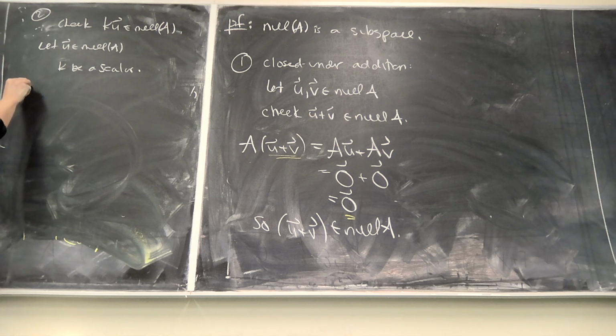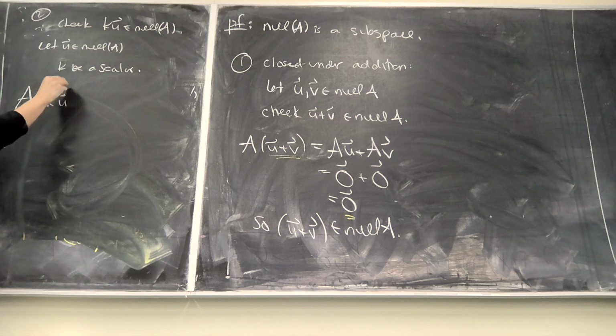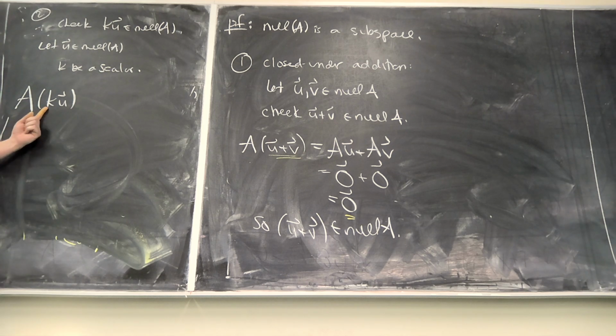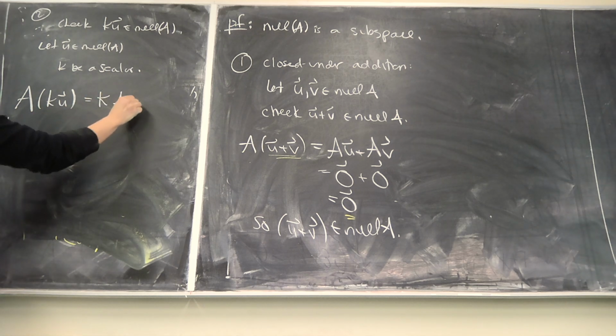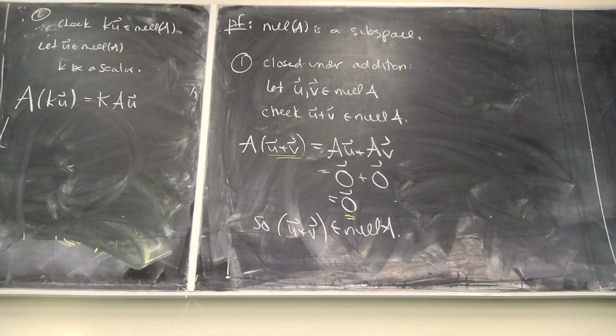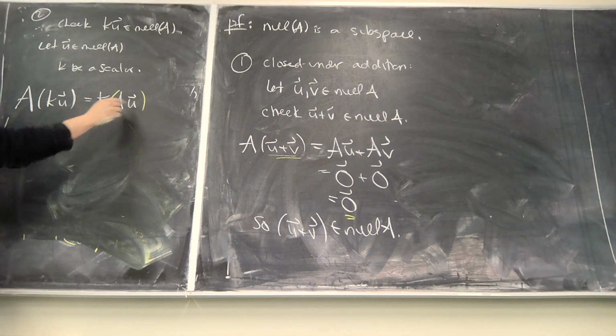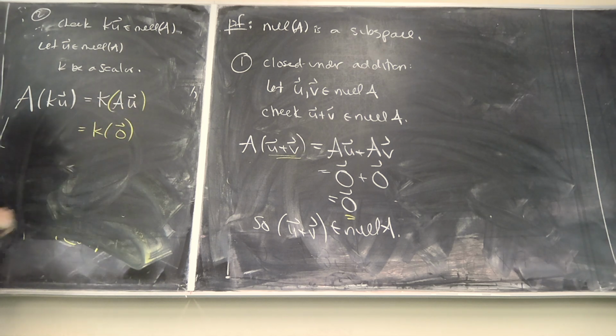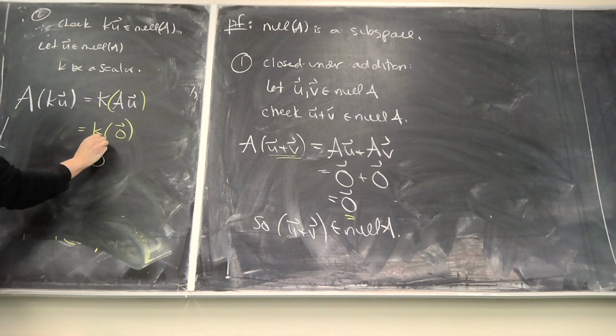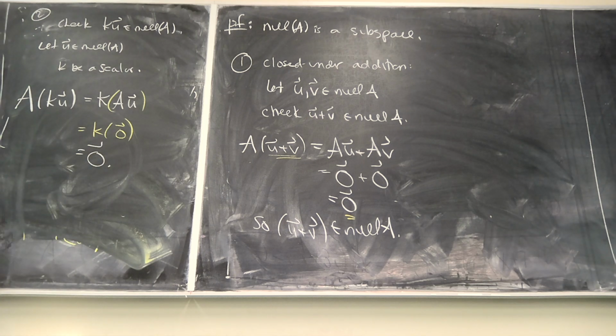Then that means we really want to know if A times K times U is in the null space of A. So unlike matrices, scalars do factor out of matrix multiplications. So I could rewrite this as K times A times U, because scalars commute with matrices. But A times U is in the null space of A, so this is K times the 0 vector, which is the 0 vector. And that means that K times U is in the null space of A. And since you've checked both conditions, your conclusion is the null space of A is a subspace.